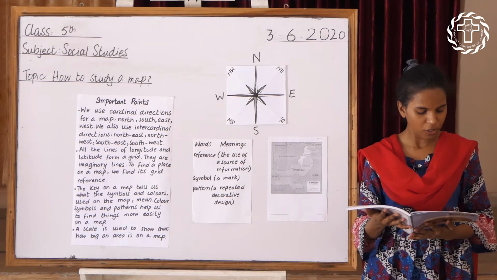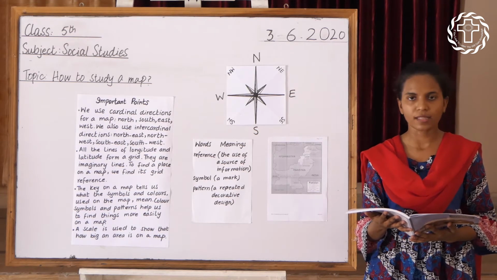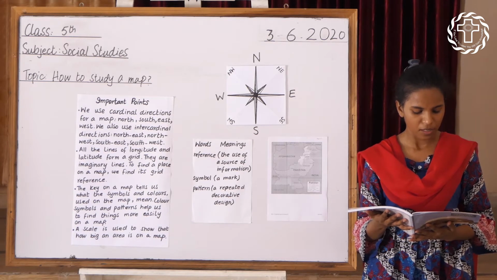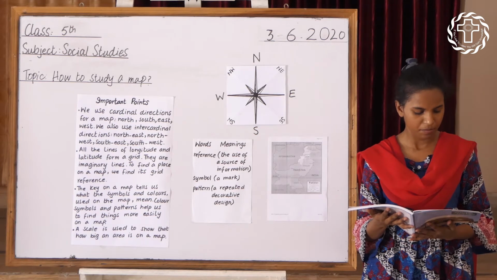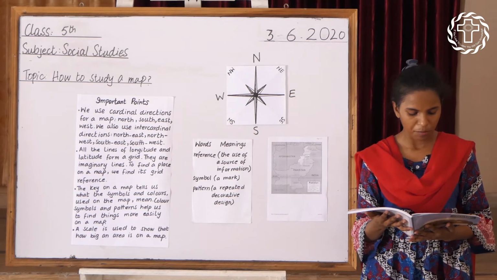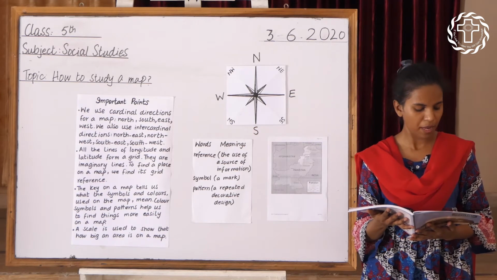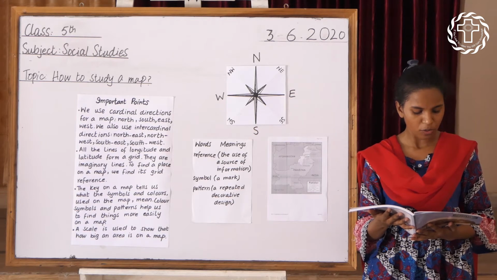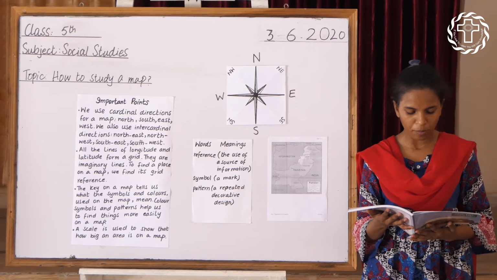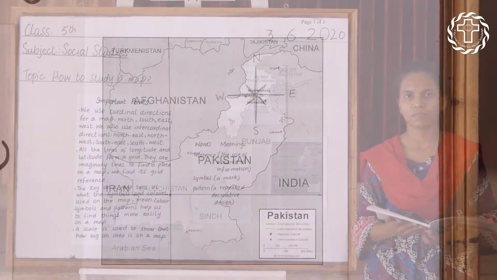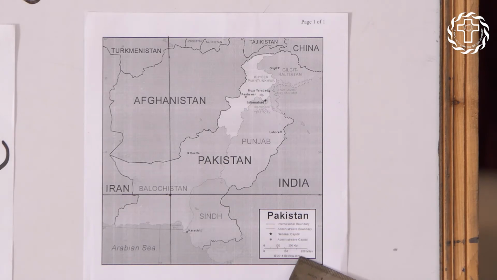Keys. Usually each map also has a key. It tells us what the symbols and colors used on the map mean. Colors, symbols and patterns help us to find things more easily on a map. We also need to know how big the area actually is. This is shown by a scale. This is the key of a map. Here the star is used to show the capital city.